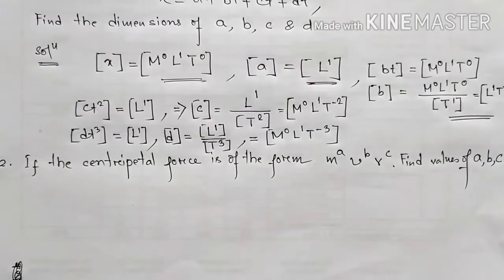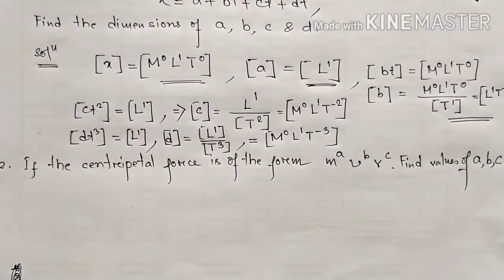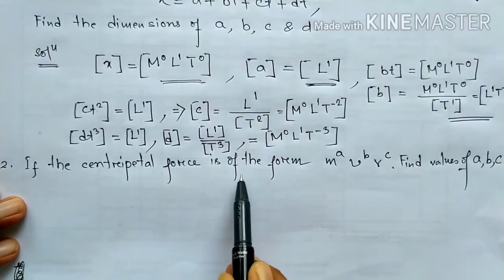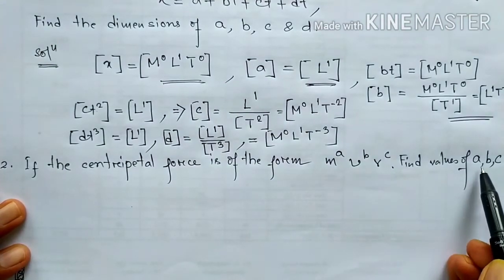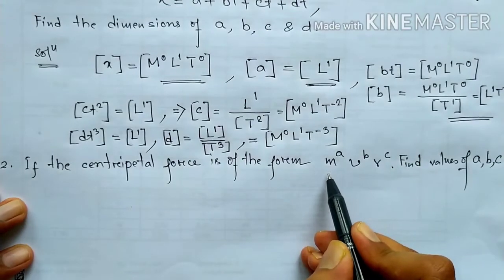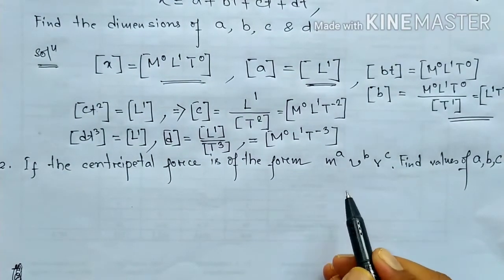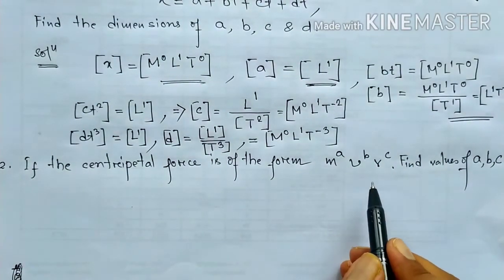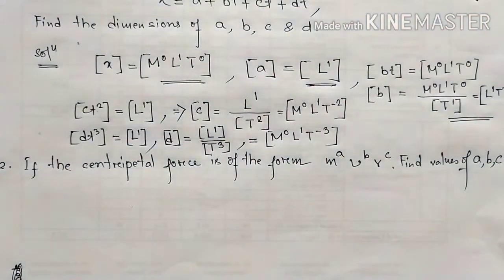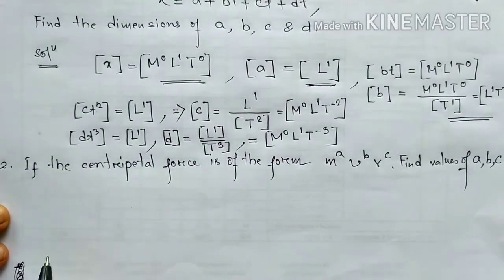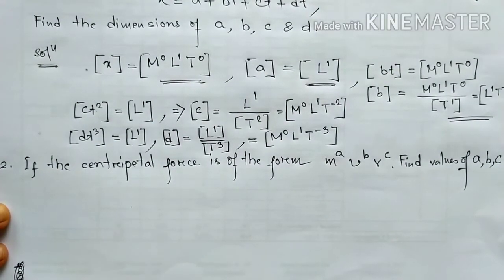Yes. The problem says, let us focus on the next problem. It says, if the centripetal force is of the form m to the power a, v to the power b, r to the power c, find the values of a, b, c, where m represents mass, v represents velocity, and r represents nothing but the length, actually. So let us see how we can solve it.